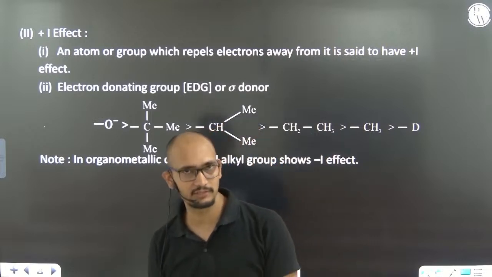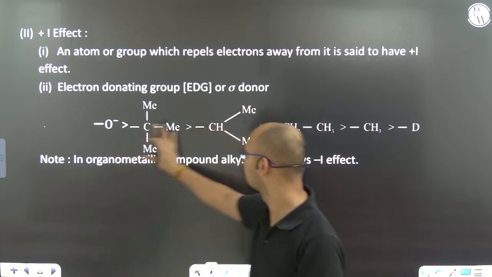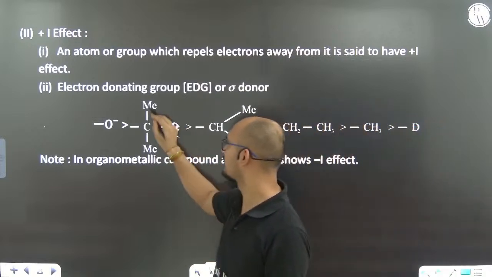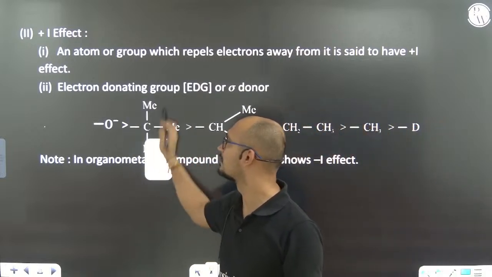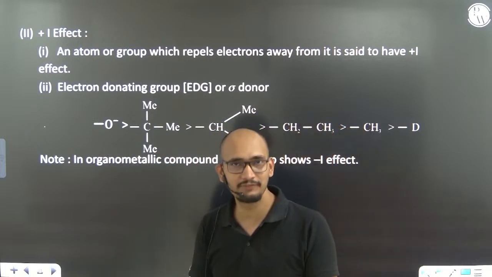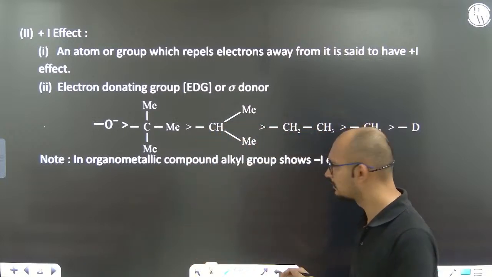So if something is negatively charged, it will always try to give the electron. So it is plus I effect rather than minus I effect. I hope you all can see how it is going. Let's say that R is increasing. R is the alkyl part. If the larger alkyl part is there, its plus I effect will also be higher. That's it. Simple thing, not a big deal. You all can see that.